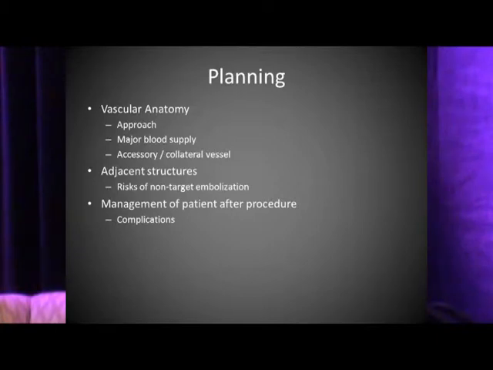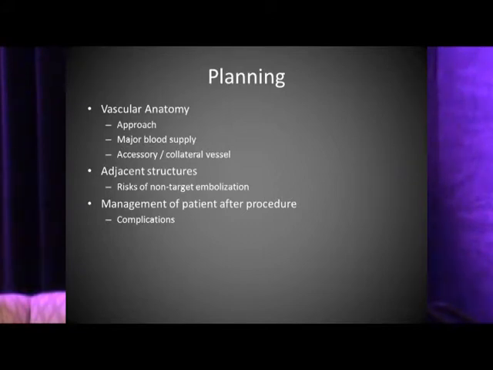The next thing we want to look at in our planning procedure is what is our approach? What's the major blood supply to what we're going to do? The accessory vessels, the collateral vessels. We want to make sure that we have all of this before we even get in there, if we're using a CTA as our guidance, how we're going to get there.